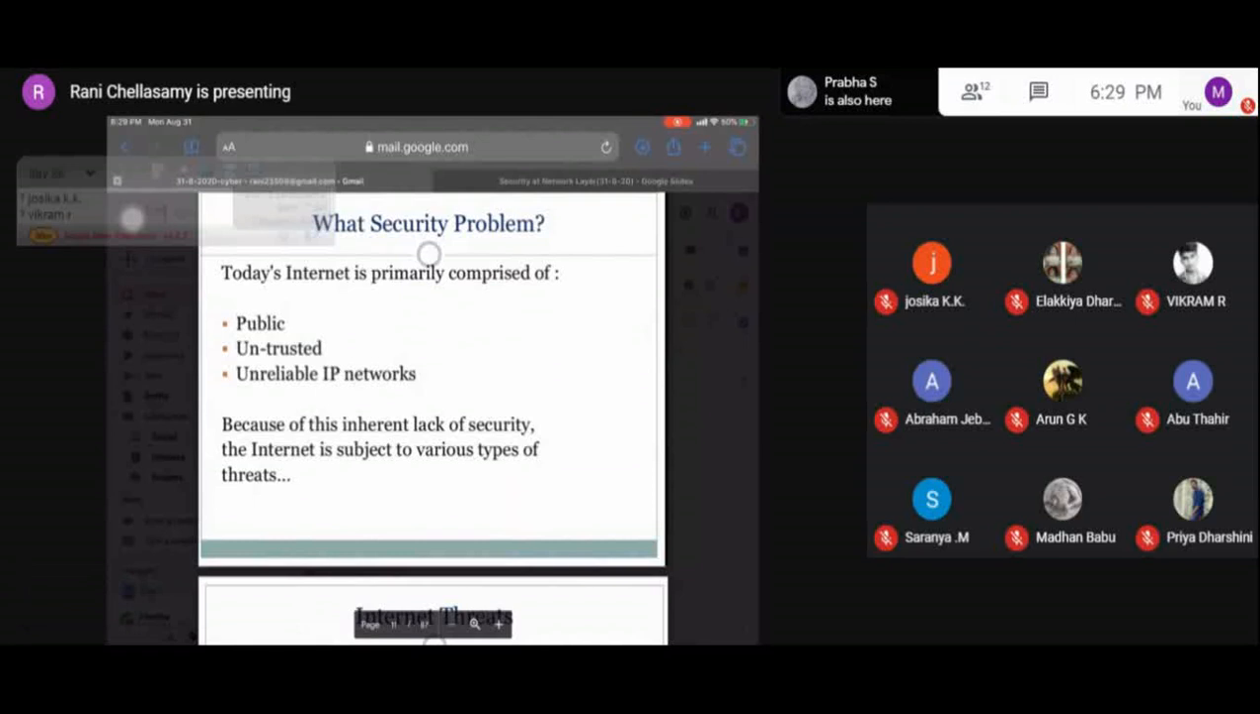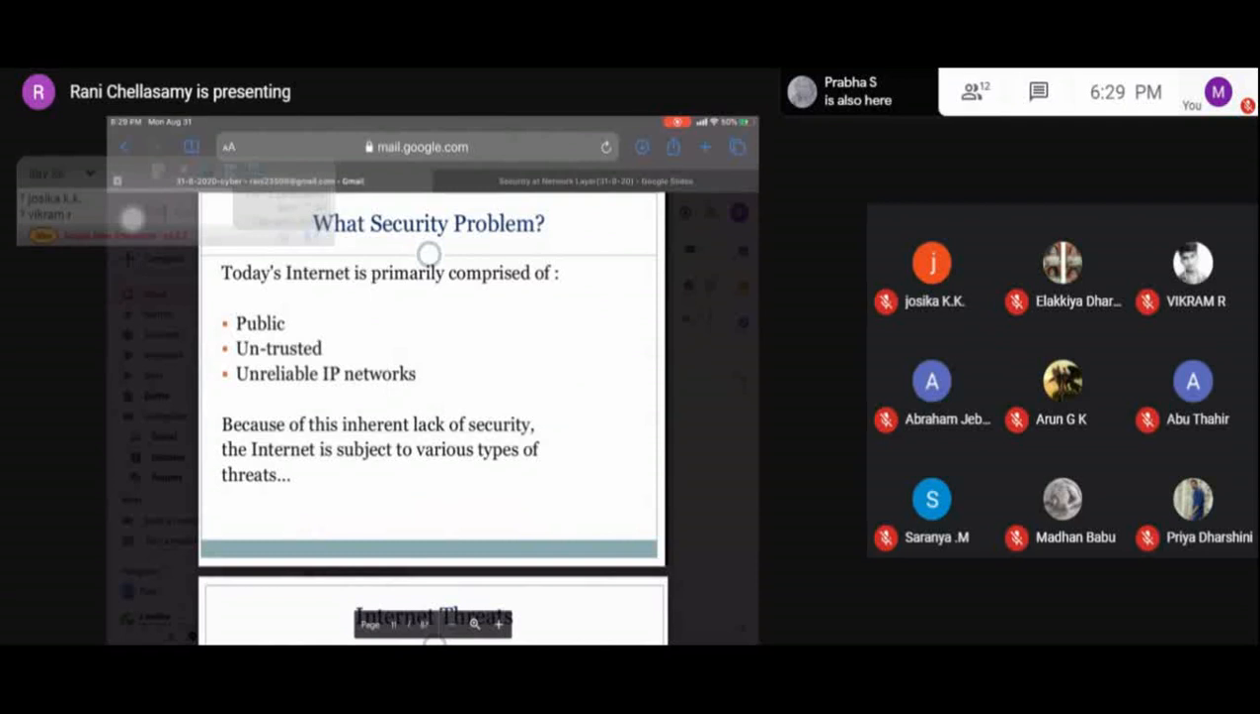We call this internet an untrusted network, an unreliable IP network and a public network. So all these will be lacking some security. In order to provide the security, we are going for the Internet Protocol Security protocol. And for these reasons, the internet is subject to some specific types of threats also.